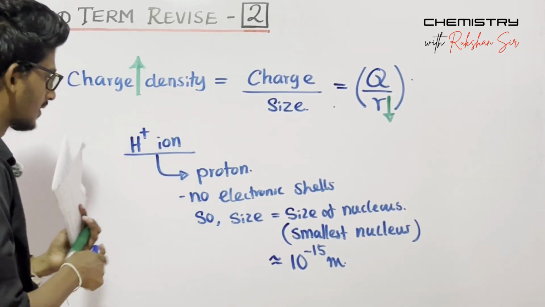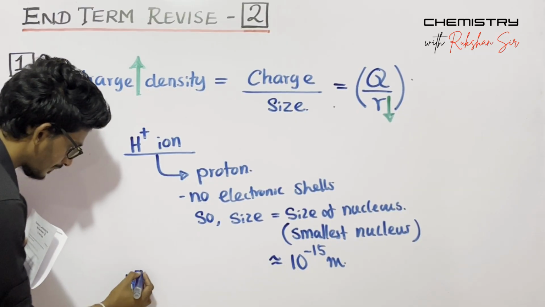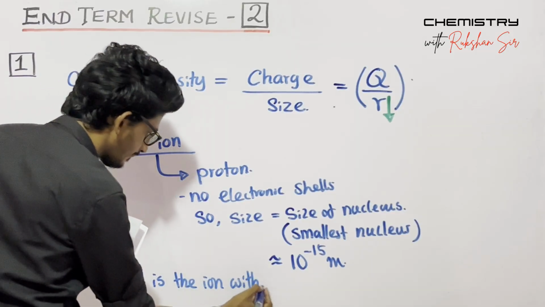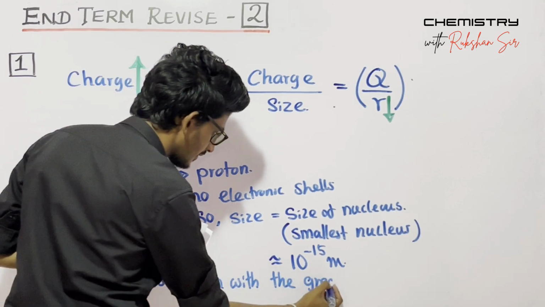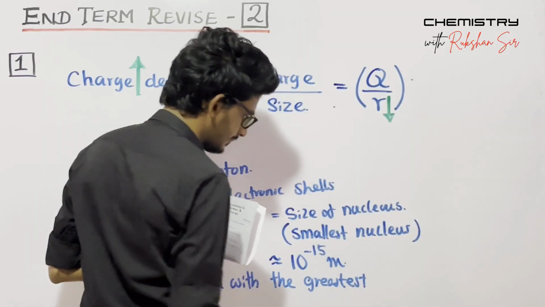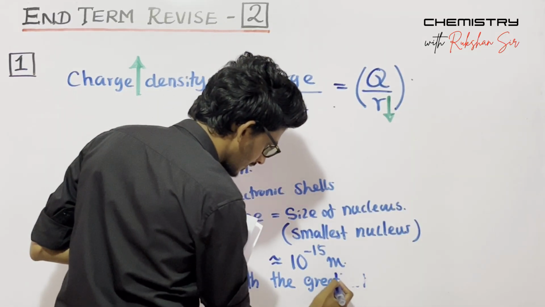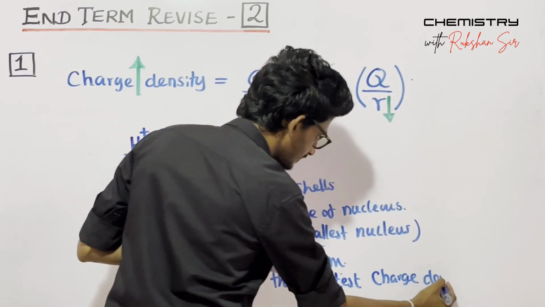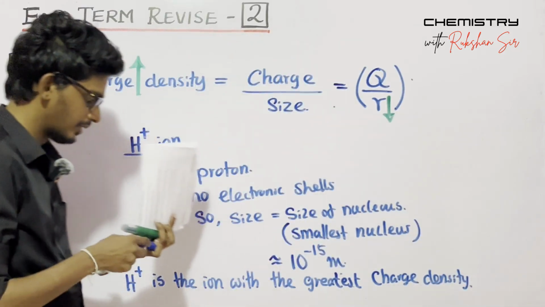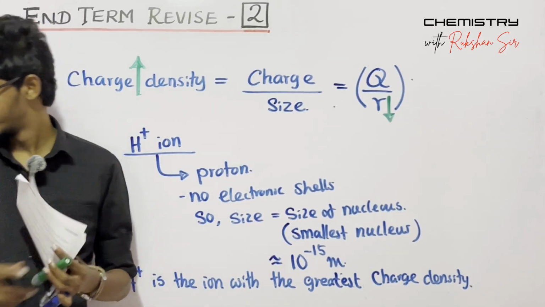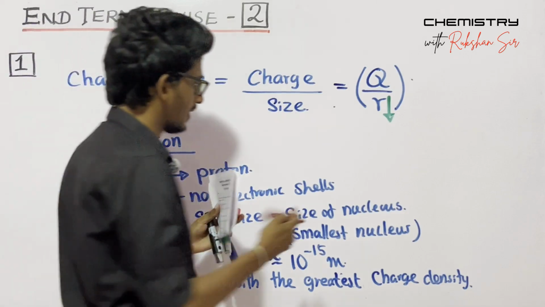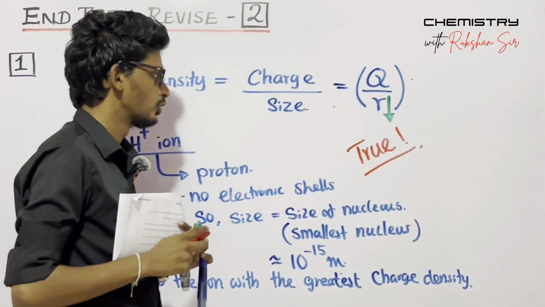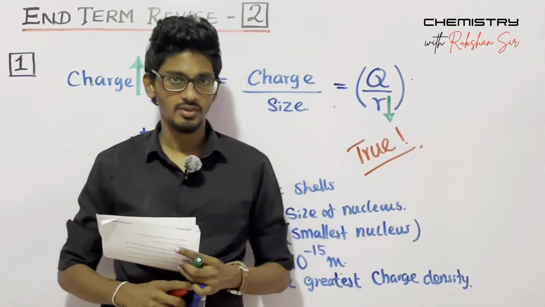So we can say H plus is the ion with the greatest charge density. So your statement is true. You can take the statement as a true statement. So that is the review for statement number 1.